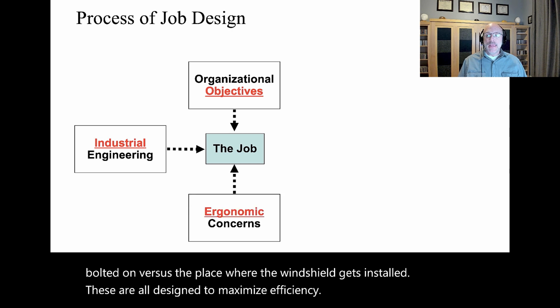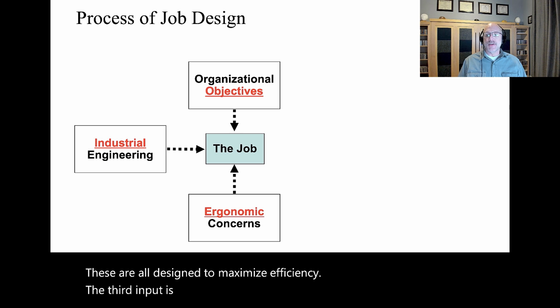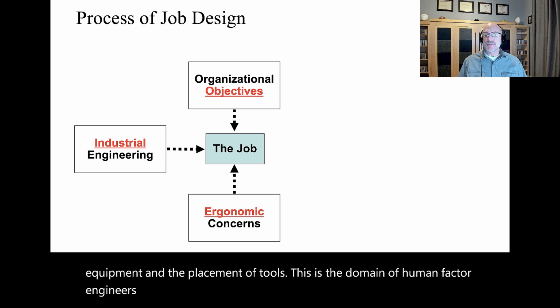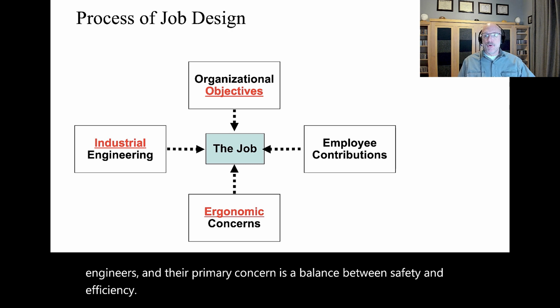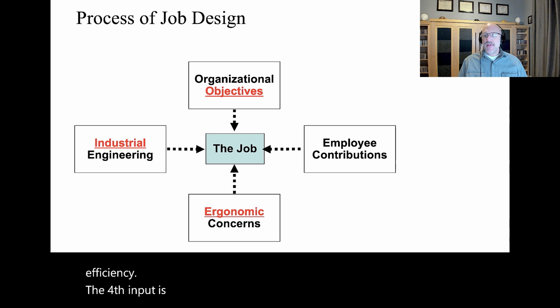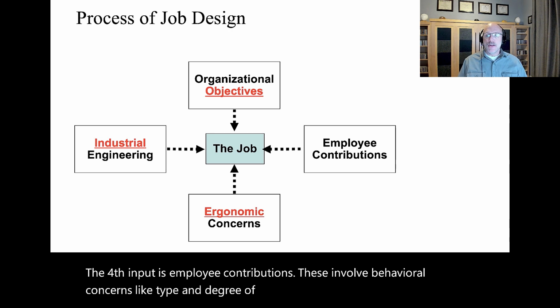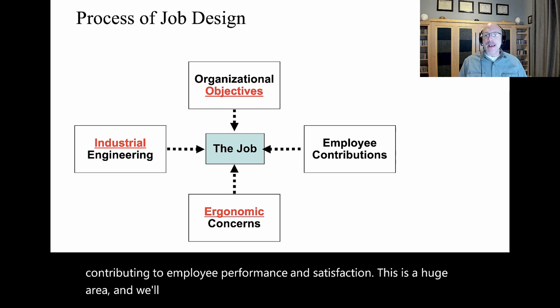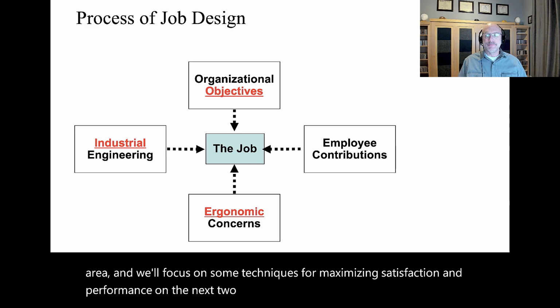The third input is ergonomic concerns that involve the design of equipment and the placement of tools. This is the domain of human factor engineers, and their primary concern is a balance between safety and efficiency. The fourth input is employee contributions. These involve behavioral concerns like type and degree of human interaction and other factors contributing to employee performance and satisfaction. This is a huge area, and we'll focus on some techniques for maximizing satisfaction and performance on the next 2 slides. Let's move on.